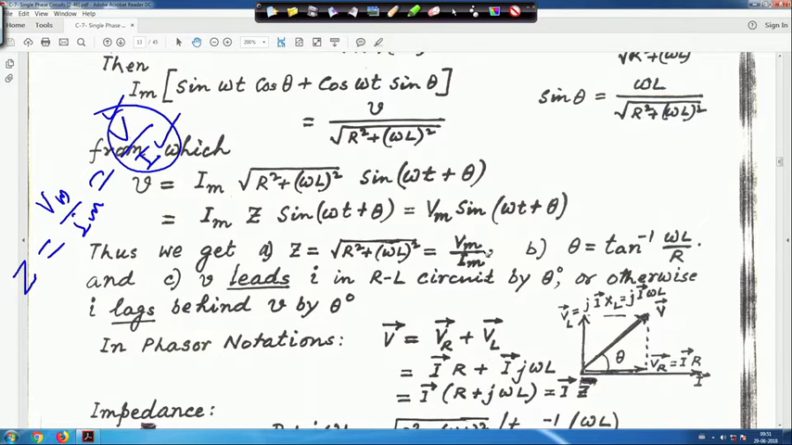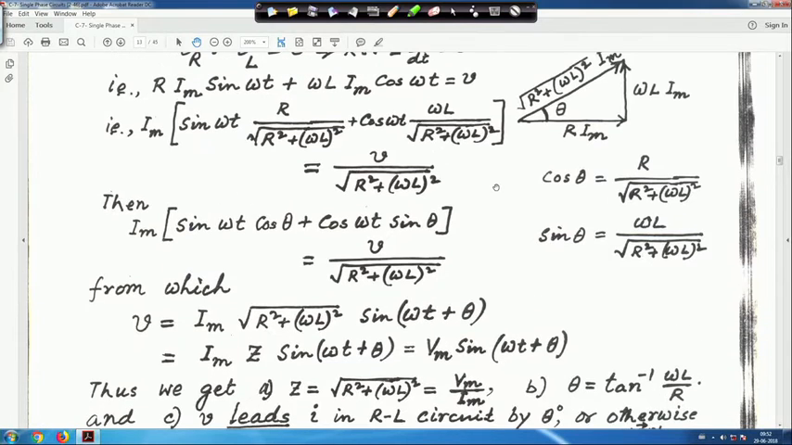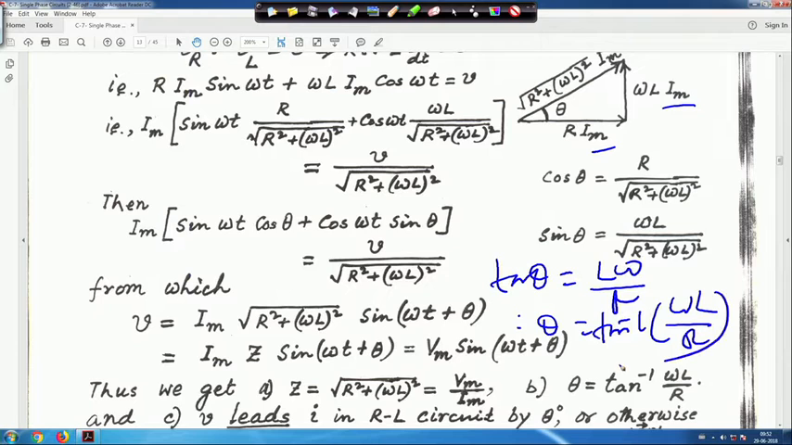That is why it is written Vm upon Im. You can write V upon I, if V is the RMS value and I is the RMS value, because both numerator and denominator are divided by root 2. And theta is equal to tan inverse omega L by R. If you look at this diagram, tan theta is equal to L omega by R, because Im will be cancelled. So theta is equal to tan inverse omega L by R.